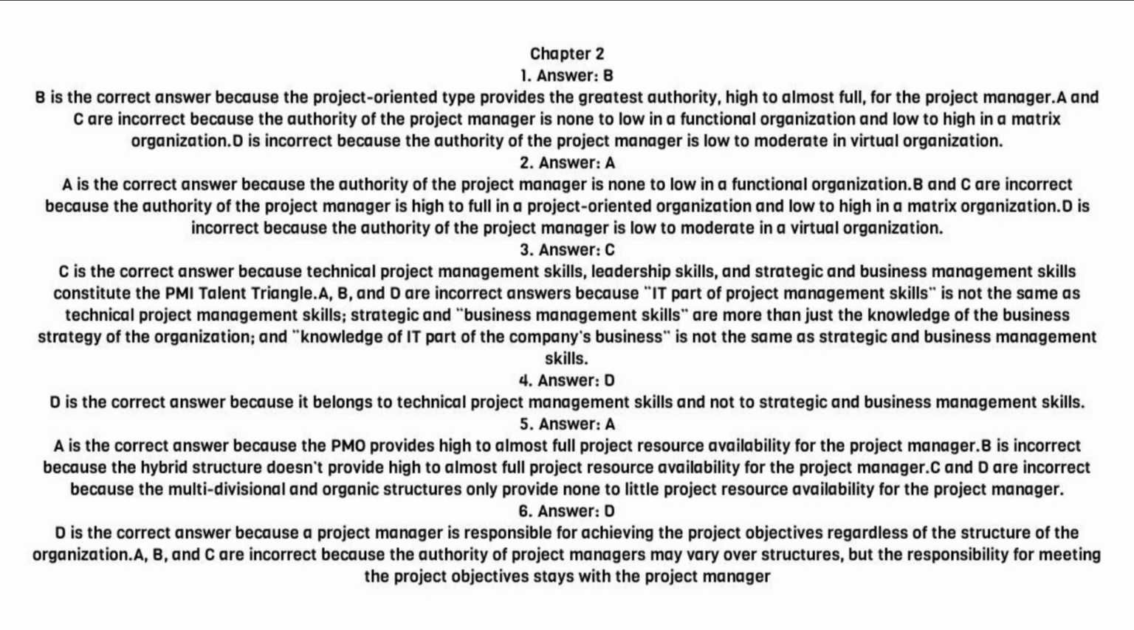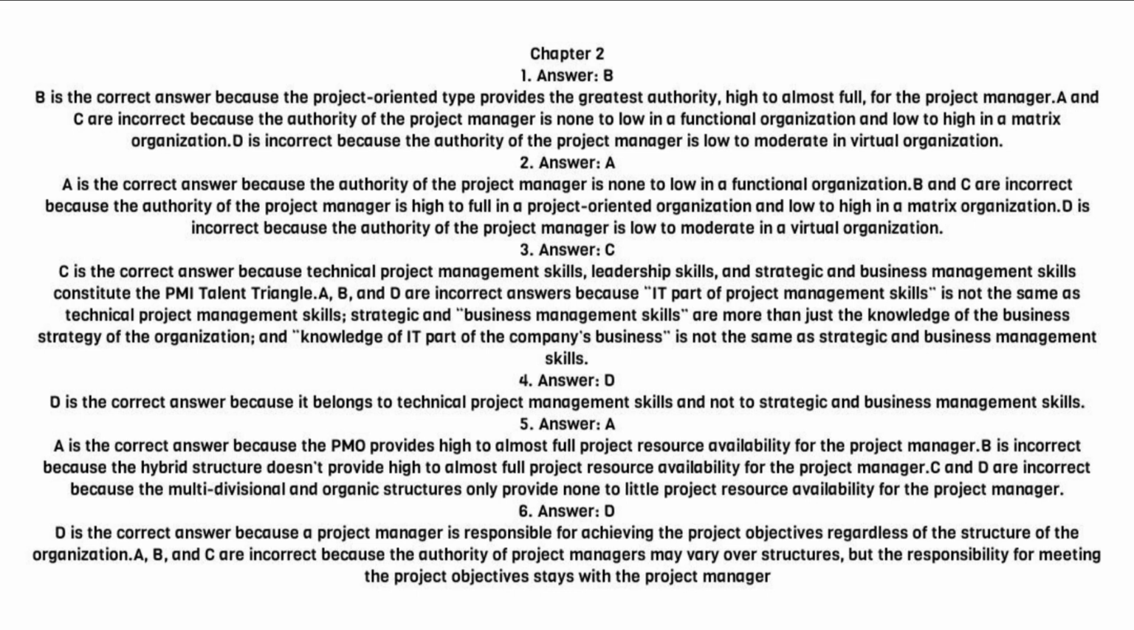2. Answer A. A is the correct answer because the authority of the project manager is none to low in a functional organization. B and C are incorrect because the authority of the project manager is high to full in a project-oriented organization and low to high in a matrix organization. D is incorrect because the authority of the project manager is low to moderate in a virtual organization.